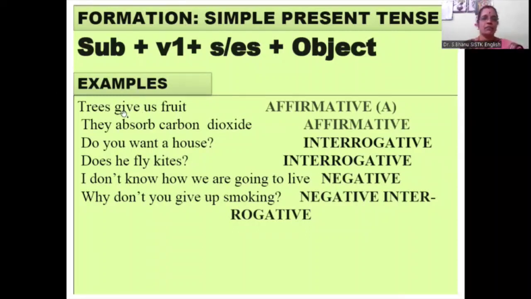For example, in the first example, trees give us fruit. When you take this verb give: give is present tense, gave is past tense, given is past participle, and giving is the progressive participle. So when you take one verb, it has 4 forms: give, gave, given, giving. Teach, taught, teaching. Fly, flew, flown, flying.